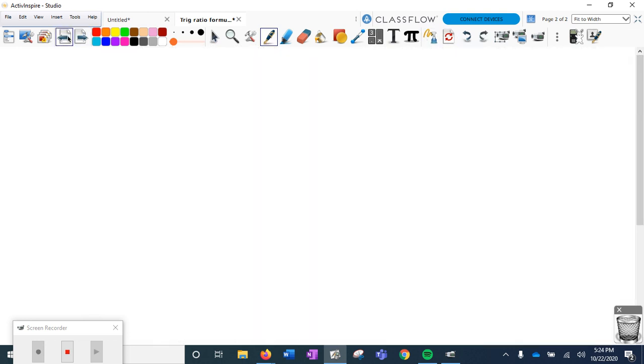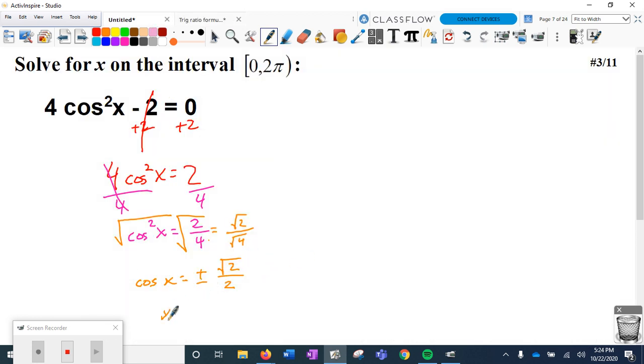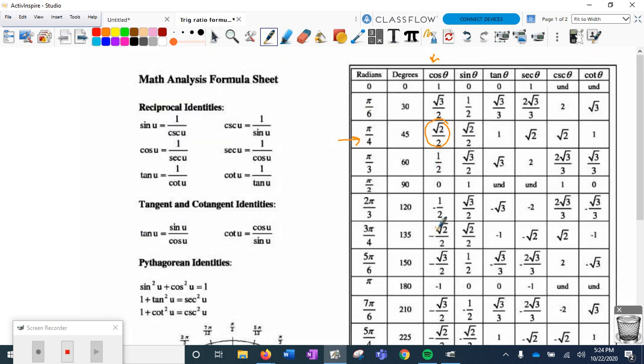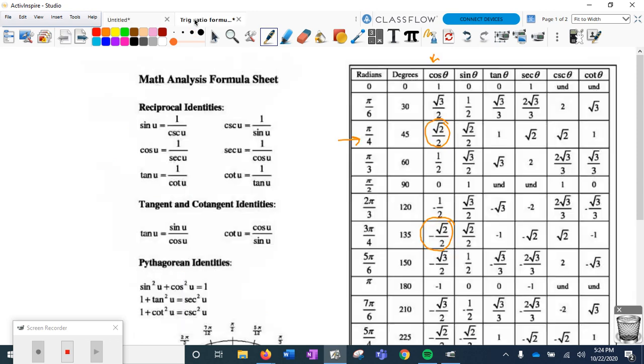All right. So under cosine, we want positive and negative square root of, not square root of 3, square root of 2. So there's the first one, pi over 4. Pi over 4 is our first one. We wanted the negative one also. So 3 pi over 4 is the next one. Okay, not that one, that's a 3. There's another negative square root of 2 over 2, so 5 pi over 4.